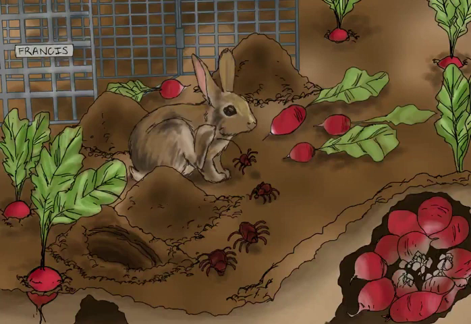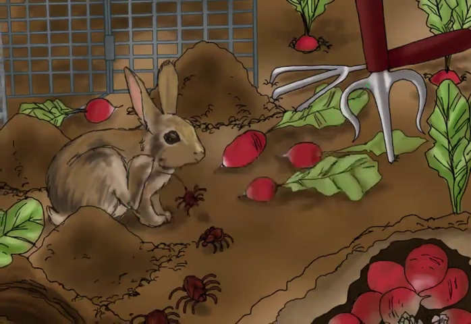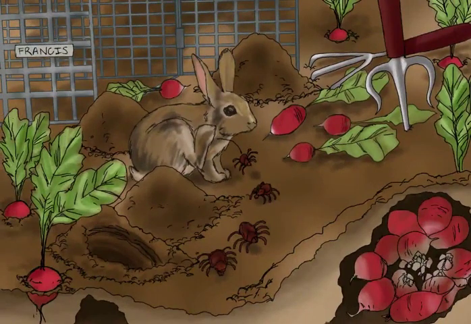But anyway, some gardening tools look similar to sais. So we'll add these gardening tools, and this one looks particularly like a sai for aminoglycosides. And that's it. That's the high yield facts we need to know for Francisella.